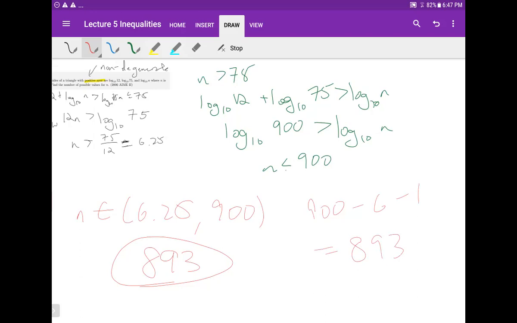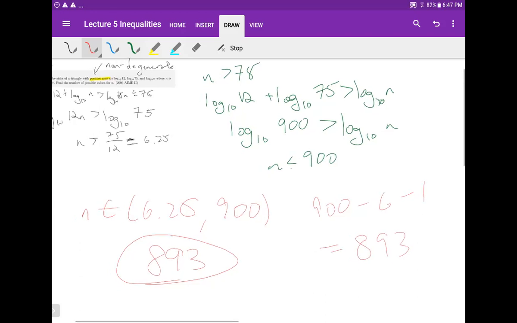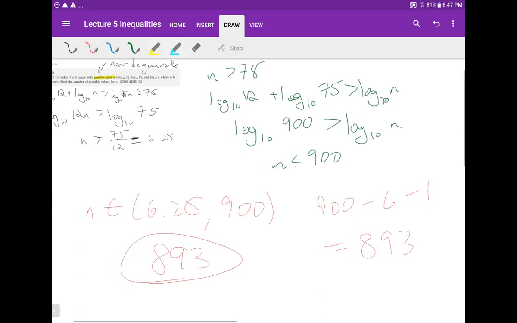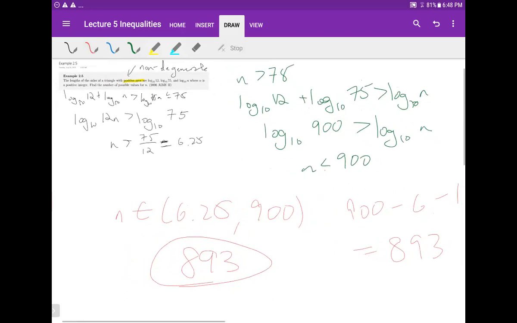All right, so that was an example using the triangle inequality, and for this problem you would also have to know some basic properties of logarithms.